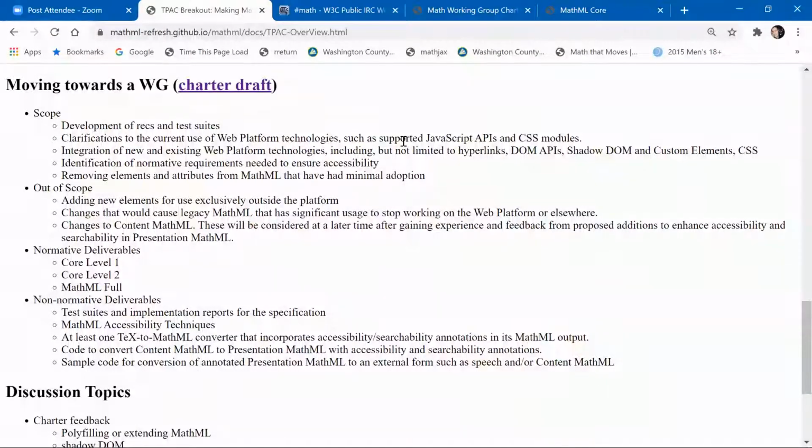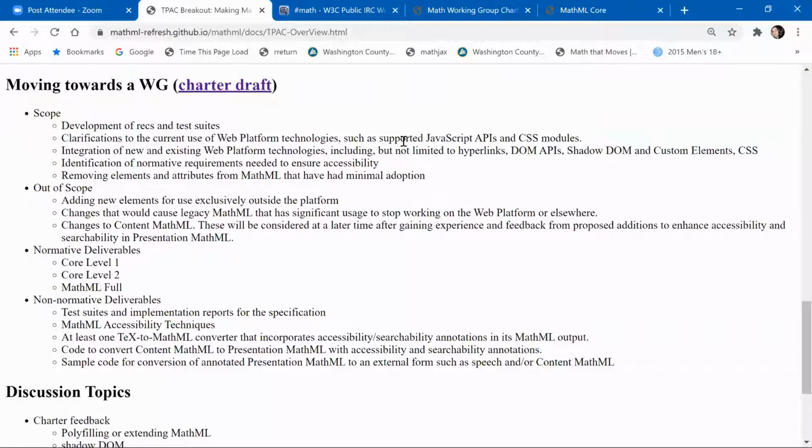And then MathML full. So that wants to realign itself, pointing off to core, hopefully shrinking the spec significantly when we do that, but still describing the full MathML that's used outside of the web also. So all the things that were in MathML 3 that are used would be part of core. And then we have some non-normative deliverables.